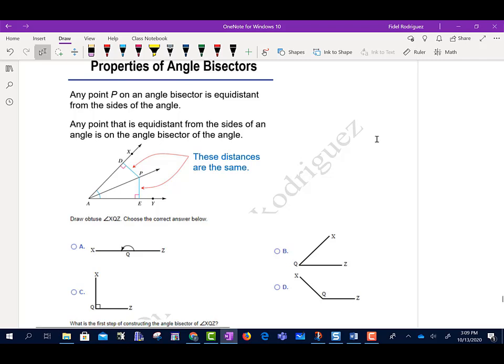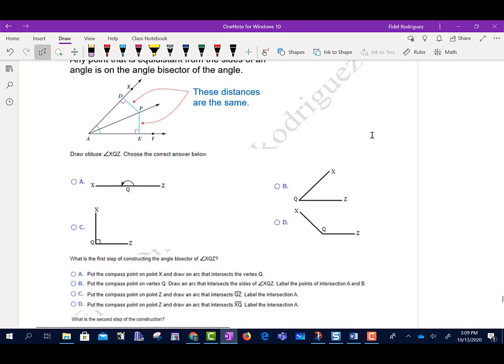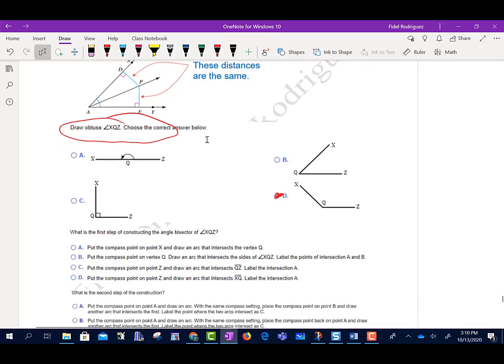Any point that is equidistant from the sides of the angle is on the angle bisector of the angle. Okay. So it says draw obtuse angle XYZ. Remember, we're looking for an obtuse angle. An obtuse angle is more than 90 but less than 180. So this will be my first choice, because that's the one that's greater than 90 but smaller than 180, right?